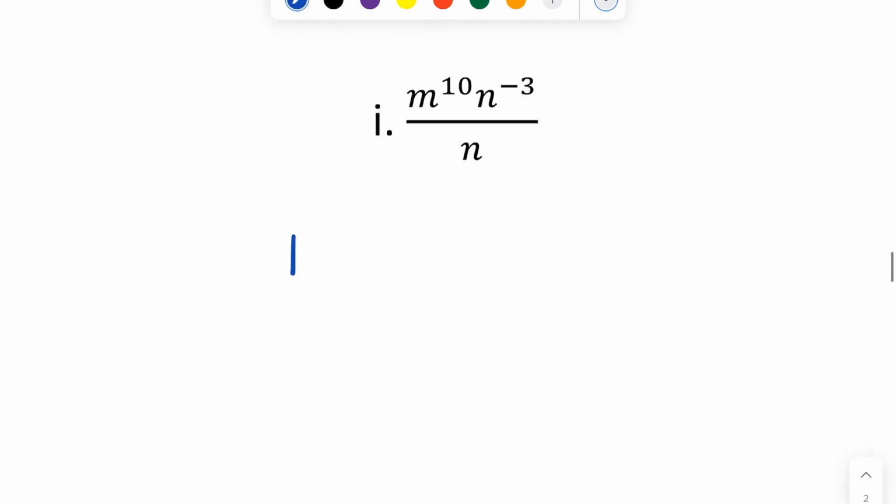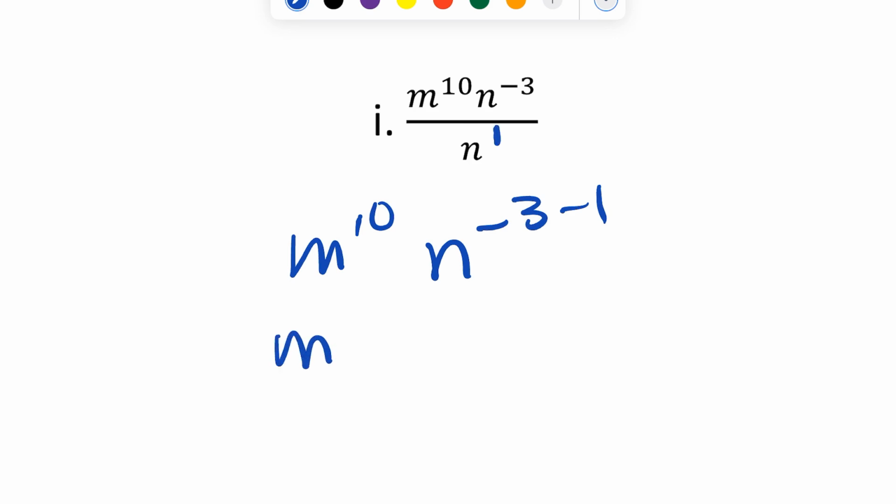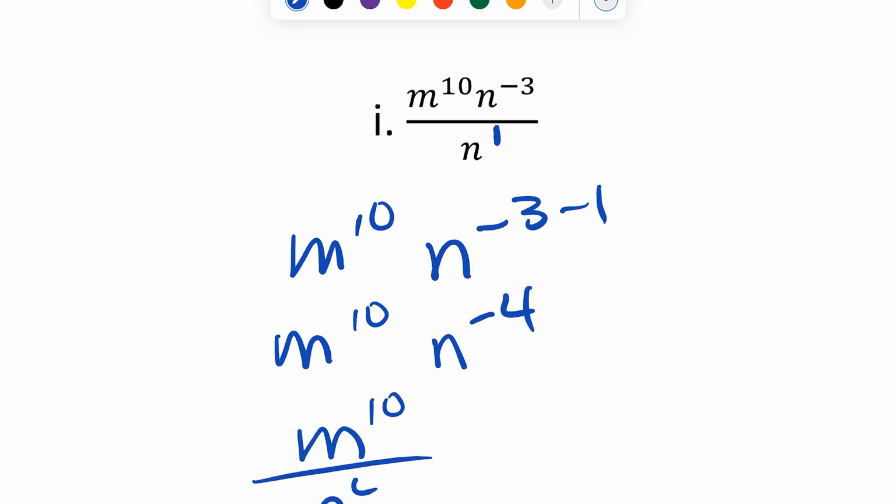This one, my m to the 10th stays as it is. I subtract my exponents. Remember, there's an invisible 1 there. So that would get me m to the 10th, n to the -4. So I can't have that negative exponent, so I move it to the denominator.